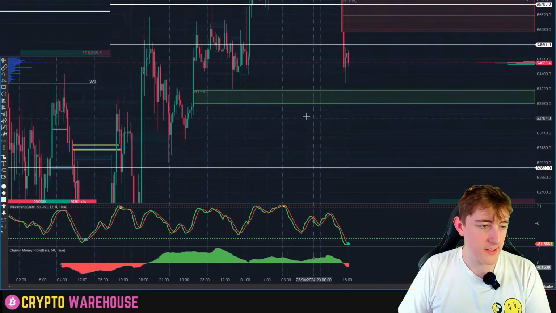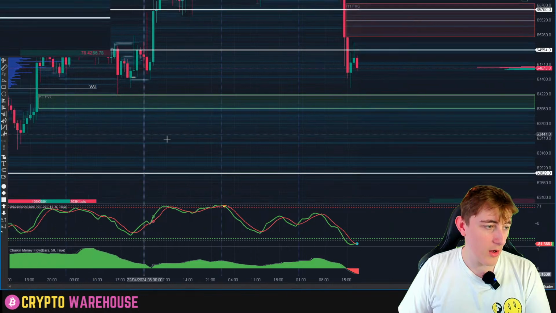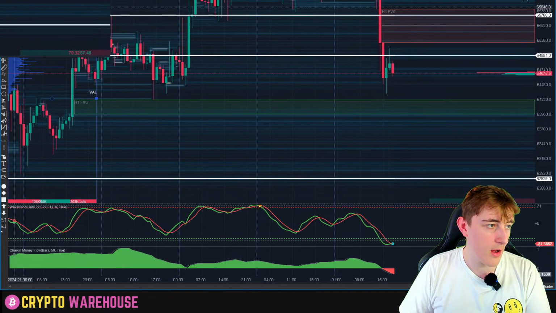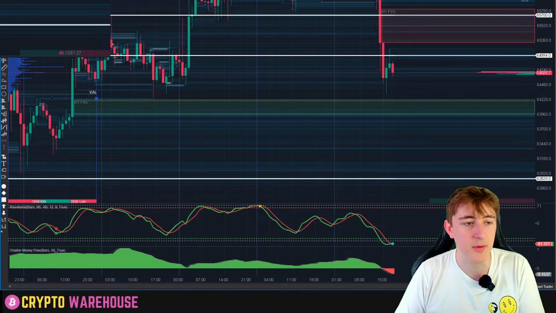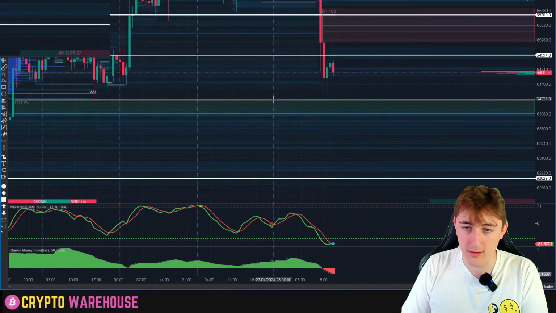The one thing I do want to mention, obviously, there are fair value gaps drawn from this indicator on this platform, ATAS or ATAS. I don't know how to say it properly. I don't know how truthful this is.